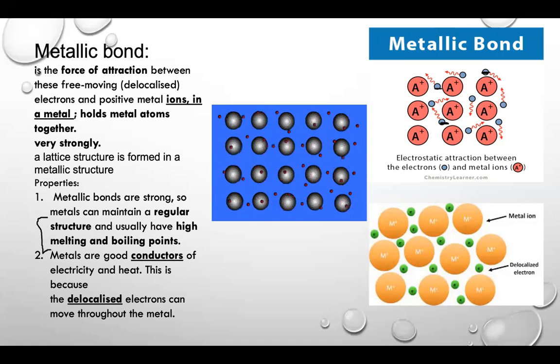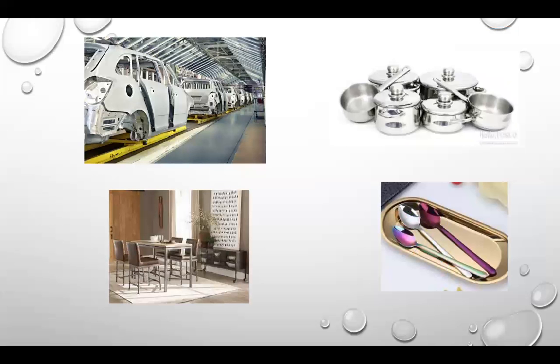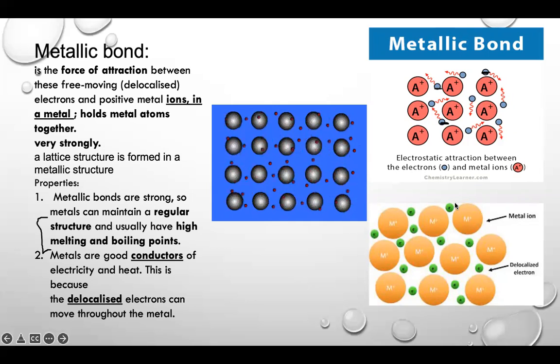Lastly, as we mentioned before, the metallic bonds are strong, and so metals can maintain a regular structure and usually have high melting and boiling points due to the strong attraction forces between the delocalized electrons and the positive ions, thus requiring a high amount of energy to break.